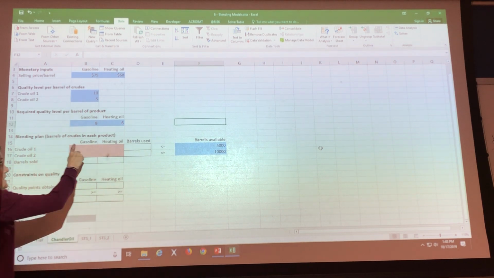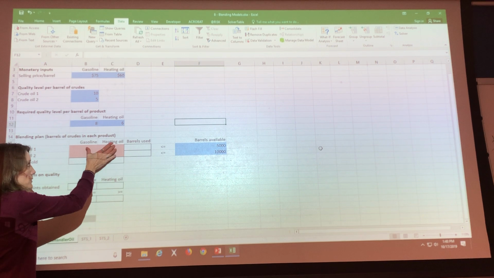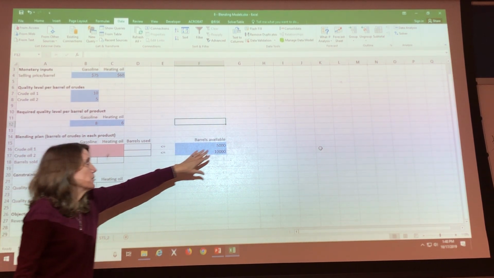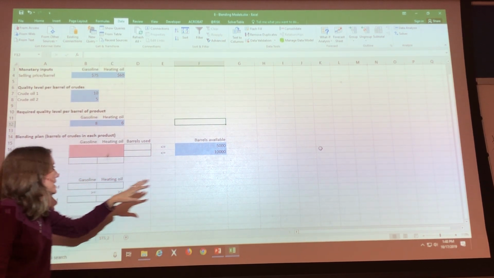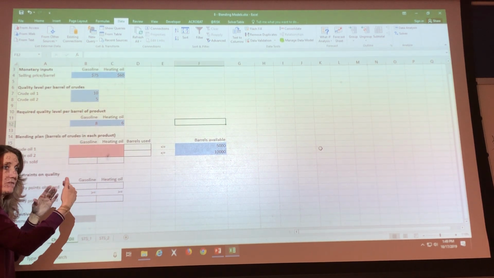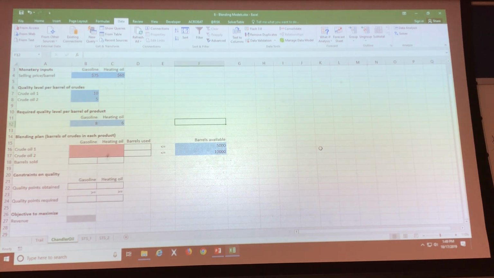What we're gonna ask Excel to tell us is how to input crude 1 and crude 2 in order to make these two different things, with a constraint that we don't have unlimited crude 1 and crude 2, we have limitations on that. We have to meet our quality constraint, we have to get what we need, with this one's overall objective being to maximize revenue. So that's the overall objective in this problem, to maximize revenue.